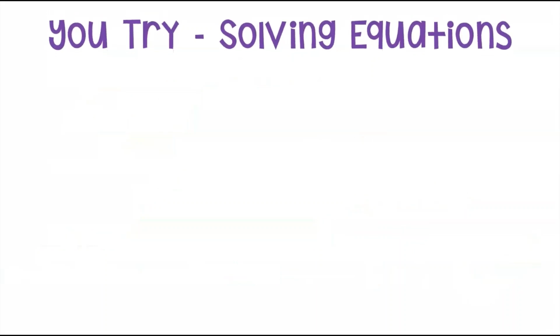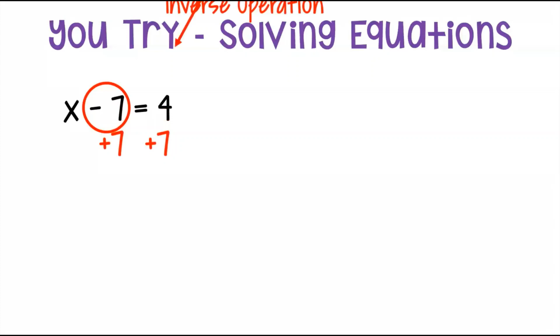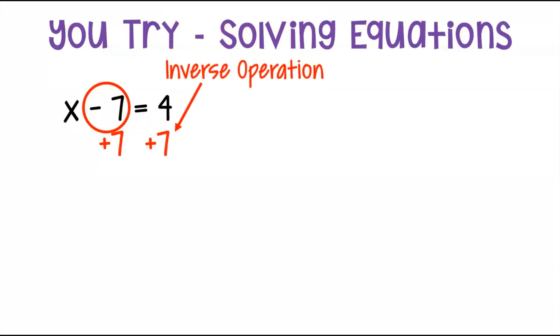All right, how about this one? X minus 7 equals 4. First, we ask ourselves, what's happening to the variable? Well, it's being subtracted by 7. So we're going to use its inverse operation, which would be addition. And whatever I do to one side of an equation, I always do to the other to make sure that it stays balanced. That's the inverse operation step.